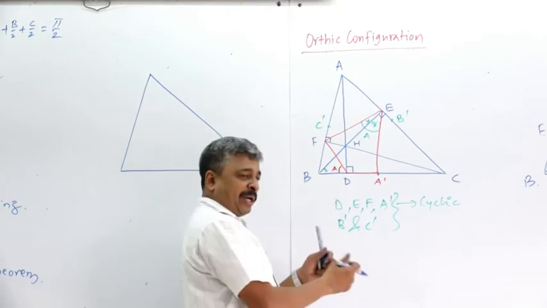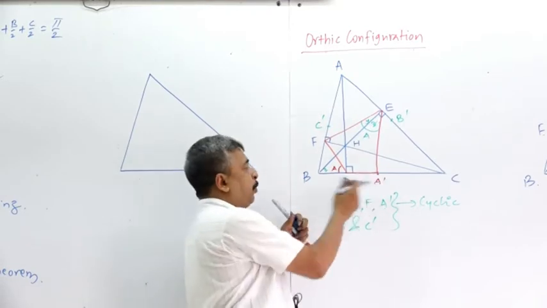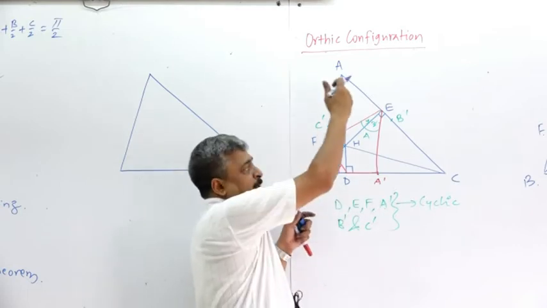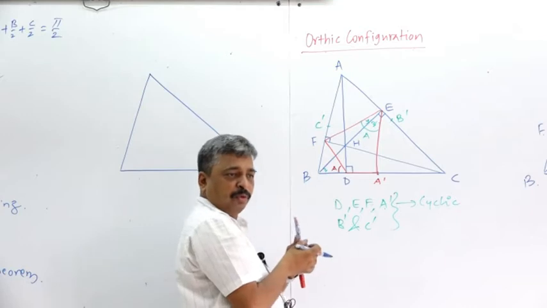Because A dash is concyclic with DEF, B dash also will be concyclic. There is nothing special about A dash. I have just taken the first midpoint on BC. I could have started with midpoint on AC. Still the result would have come true. No difference.